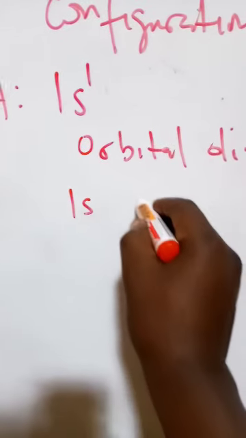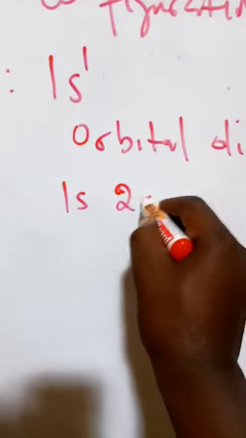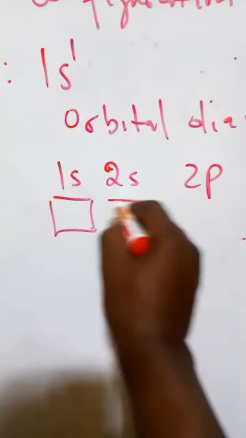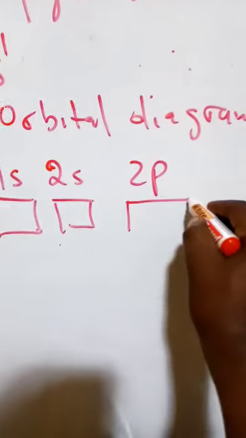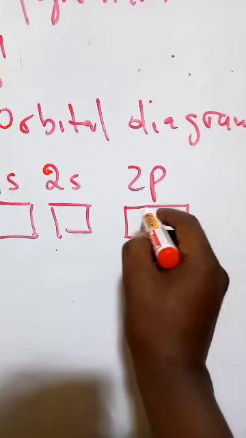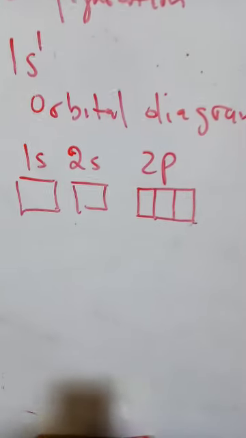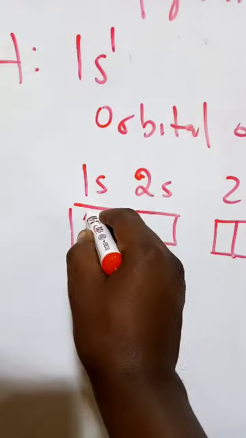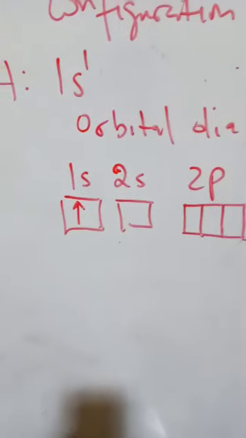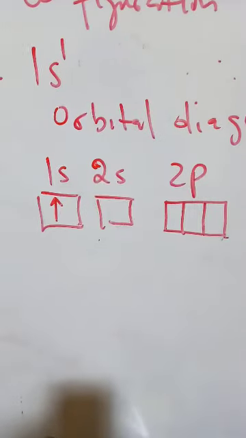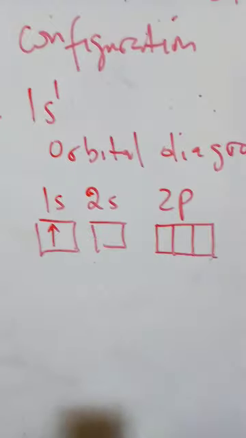So in the orbital diagram, we have 1s, then there's 2s, then we have 2p. The p has three orbitals: px, py, and pz. In this case, the electron in the hydrogen atom only occupies the s orbital with a spin pointing up. So the 2s and the 2p are vacant.